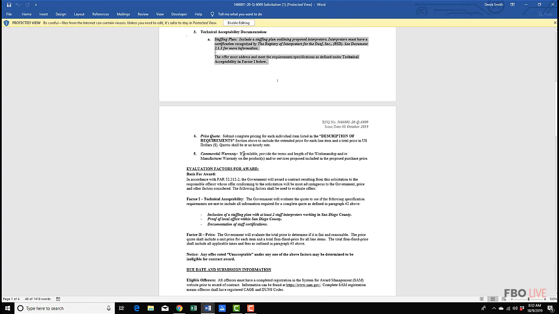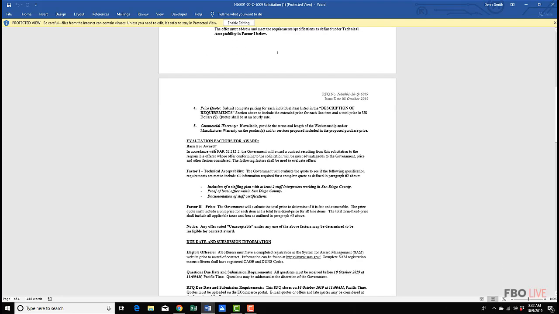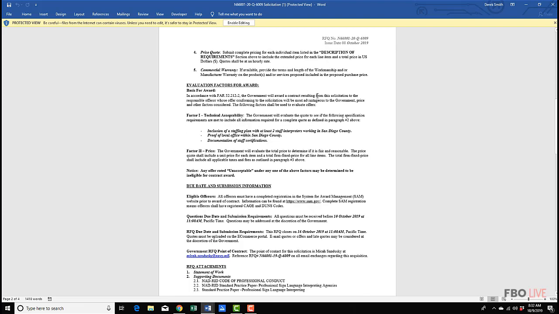So that's all that we had here for the technical documentation to respond to. Now going to the evaluation factors, super important. Evaluation factors for award, basis for award. The government will award a contract resulting from the solicitation, blah, blah, blah. Factor 1, technical acceptability. The government will evaluate the quote to see if the following specification requirements are met. So they want inclusion of a staffing plan with at least 2 interpreters.